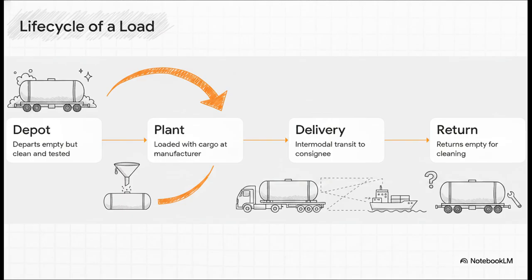Step 2, it arrives at the manufacturer's plant where it actually gets loaded with cargo. Step 3, it's delivered via that totally seamless intermodal transit we discussed, right to the consignee or the customer. But step 4 is where it gets interesting. Once it's emptied, it doesn't just sit there. It has to return empty back to the depot for cleaning, inspection, and repair. The operator has to meticulously manage the asset because, you see, a tank is never really delivered and done. It's just constantly circling back to start the whole cycle over again.